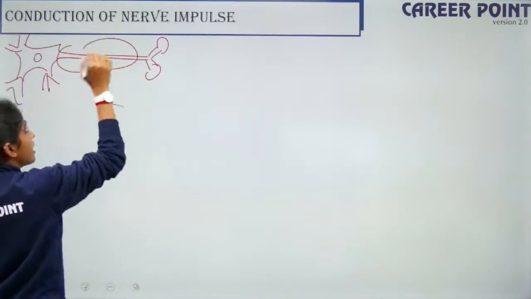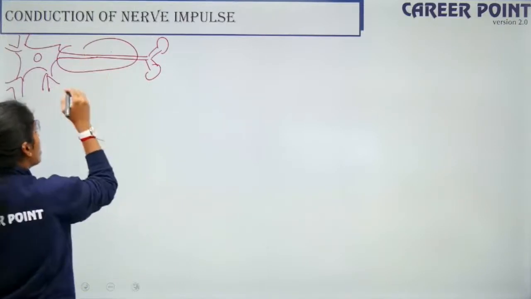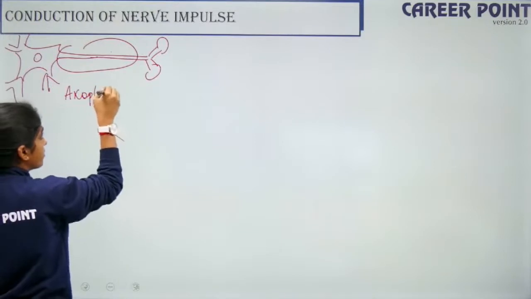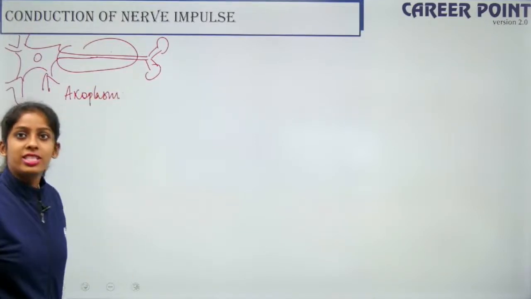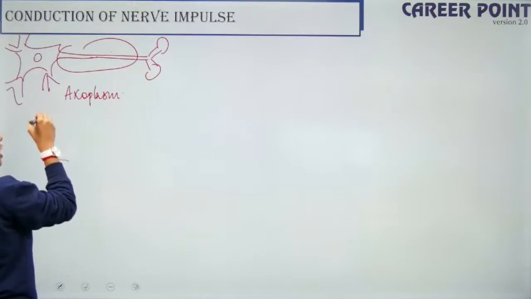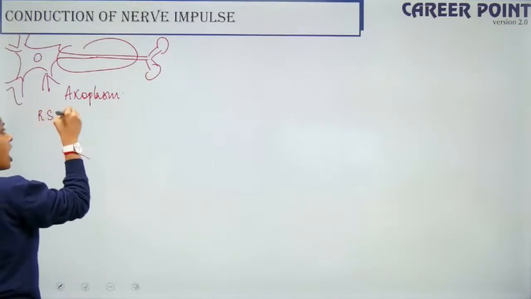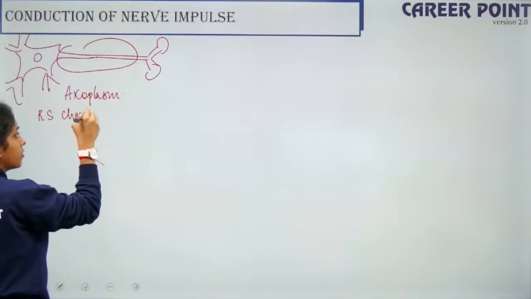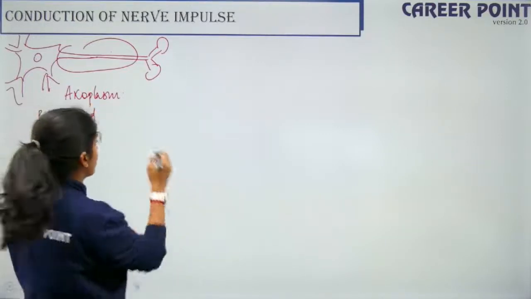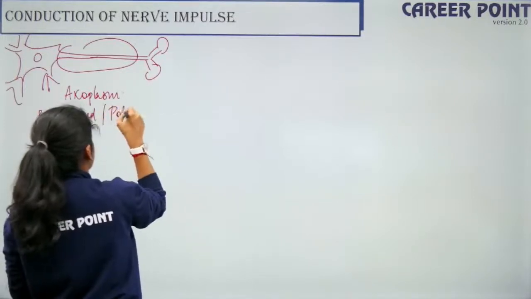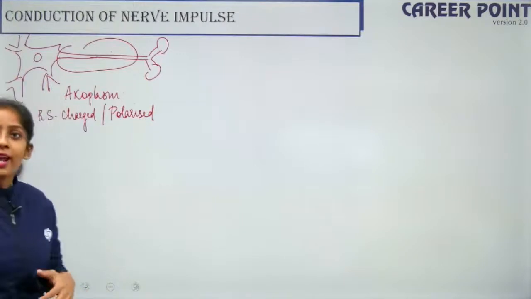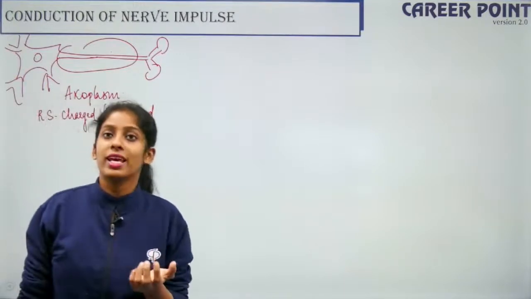So what are the concepts that we spoke about? We call this the axoplasm or the axonal membrane, right? This axonal membrane or the axoplasm, in the resting state it is charged. I would say in the resting state it is polarized, right? So why, and who gives it this charge, or who makes it polarized?